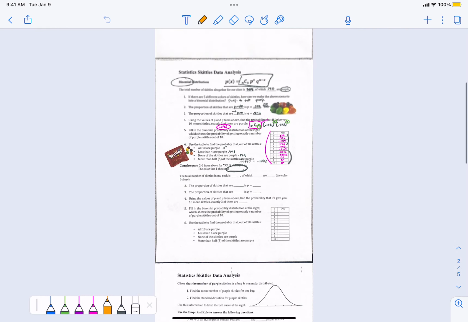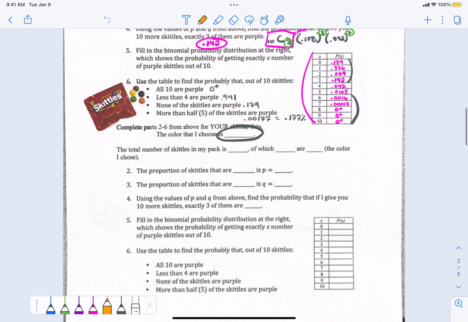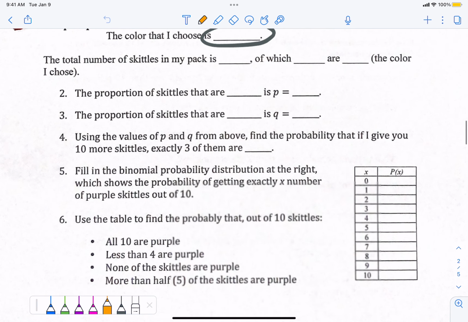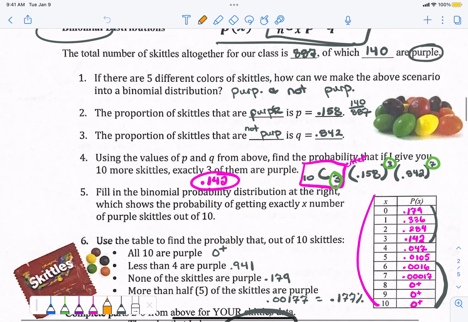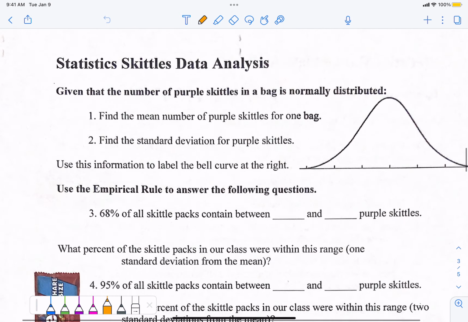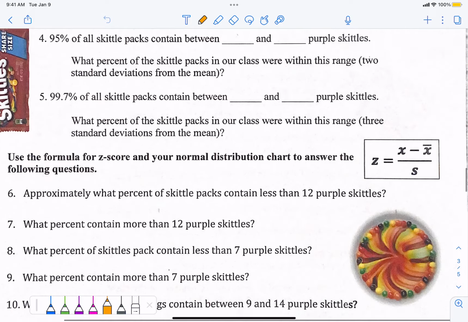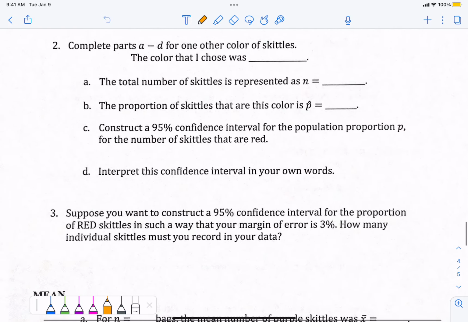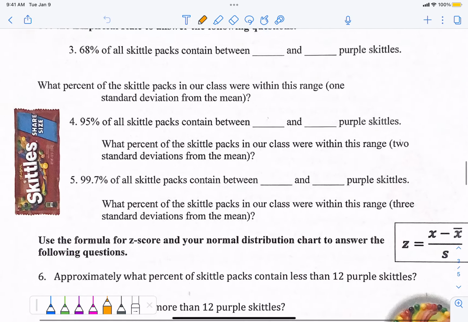We are on day 2 of the Skittles project. You should have the front part, including this bottom, done already. This is the part that you had to fill out yesterday. We did this part together, okay? Now we're going to work on the back side. We're going to try to get all 3 of these pages done today. They're not real hard. We'll do some of it together.